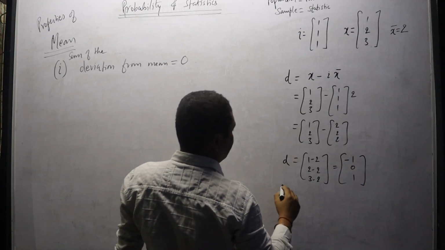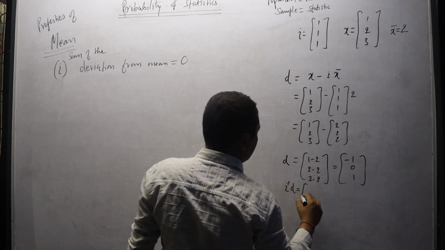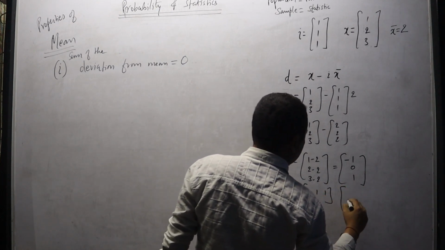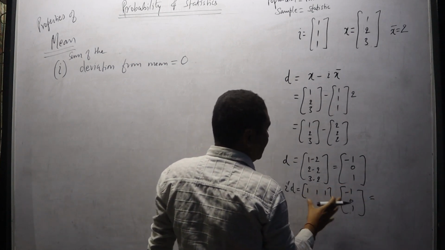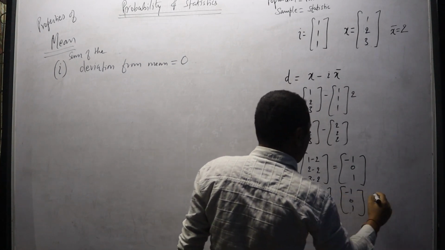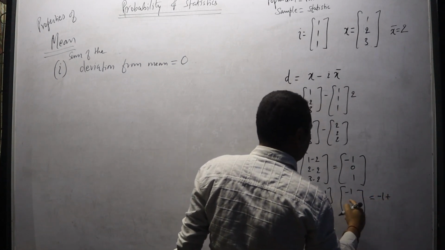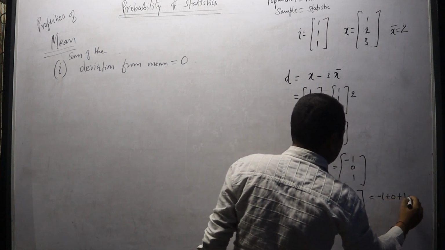And if we add these, so this is the deviation. So we are talking about the sum of the deviation. If we sum it in terms of matrix, i transpose d is equal to 1, 1, 1 times the deviation, minus 1, 0, 1. If we simply operate and use the dot product, this is equal to minus 1, plus 1 into 0 is 0, and then plus 1 into 1 is 1. So minus 1 and plus 1 cancel out, it is 0.